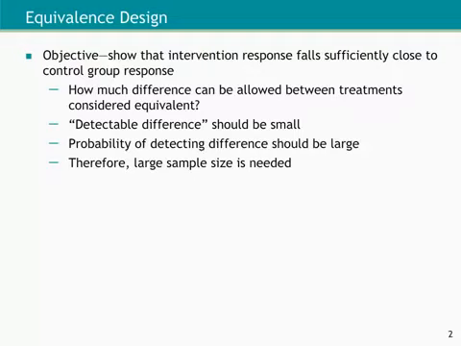Usually, we want that detectable difference to be extremely small. We want to say that the difference between the treatments is within a certain small margin in order to call the two treatments equivalent. If the difference that we observe is larger than the margin that we've set, we would say that these two treatments are not equivalent. In equivalence design, we also want to make sure that we have a high probability of detecting a difference if it's larger than the small margin that we've defined. So for both of these reasons, to rule out large differences and to have a large probability of detecting a difference should it exist, we need a large sample size for equivalence designs.